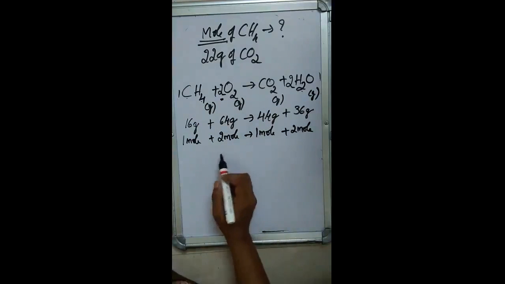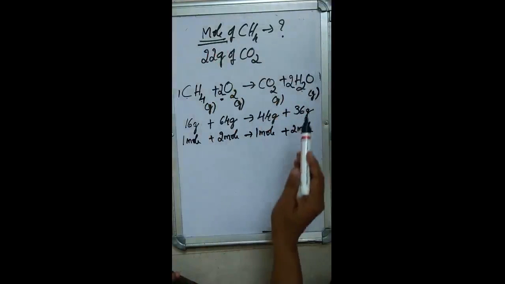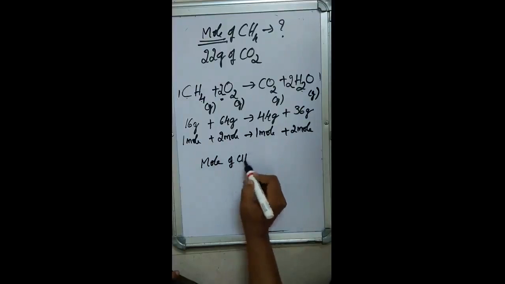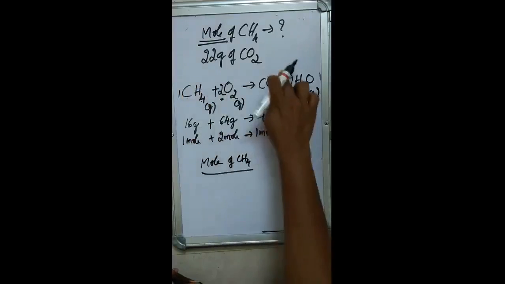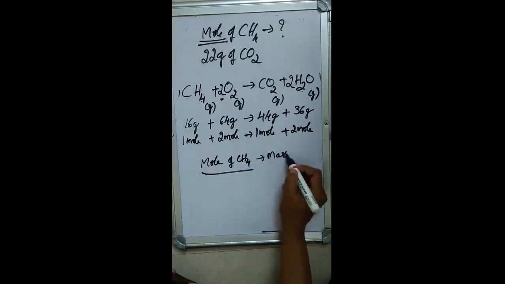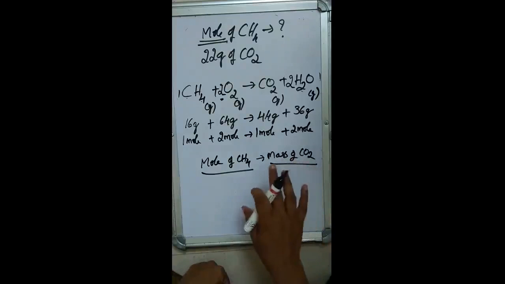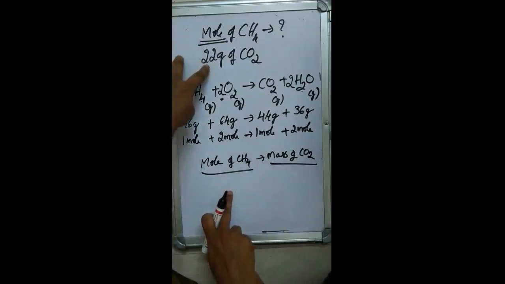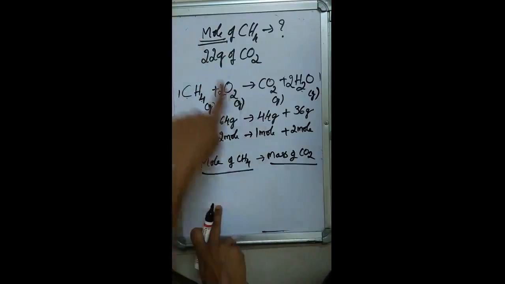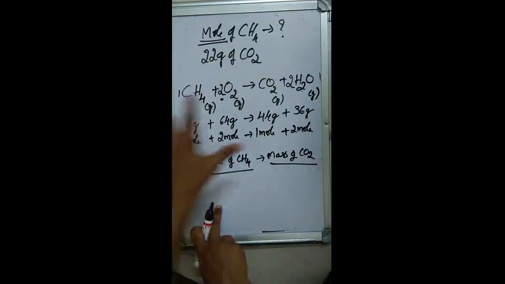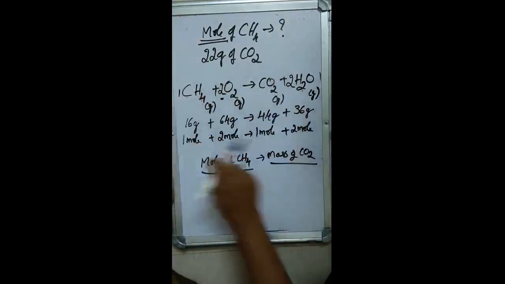Based on the question, how many mole is asked? So I need mole of methane with respect to gram of carbon dioxide. That means what is the relationship I have to put? Mass of carbon dioxide. So based on the question, you have to put the relationship to calculate. Mole of methane is asked with respect to 22 gram of carbon dioxide. So 22 gram is nothing but a mass of carbon dioxide. Now what is the information given in the equation?